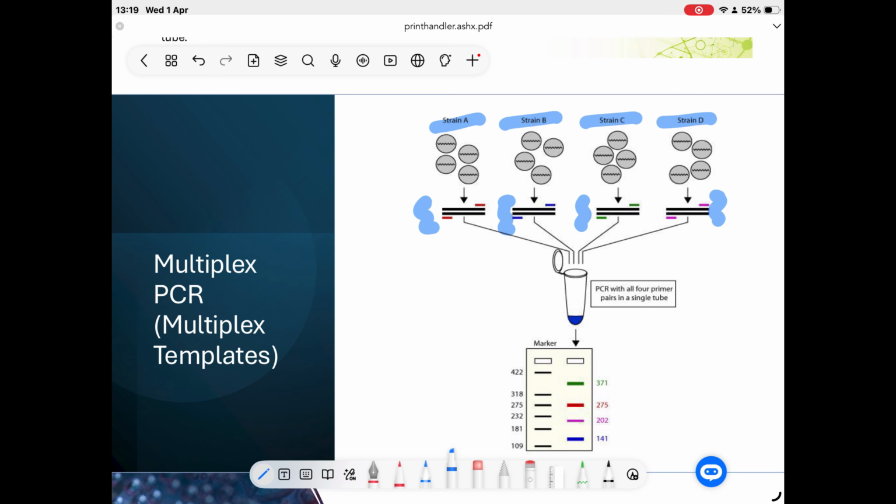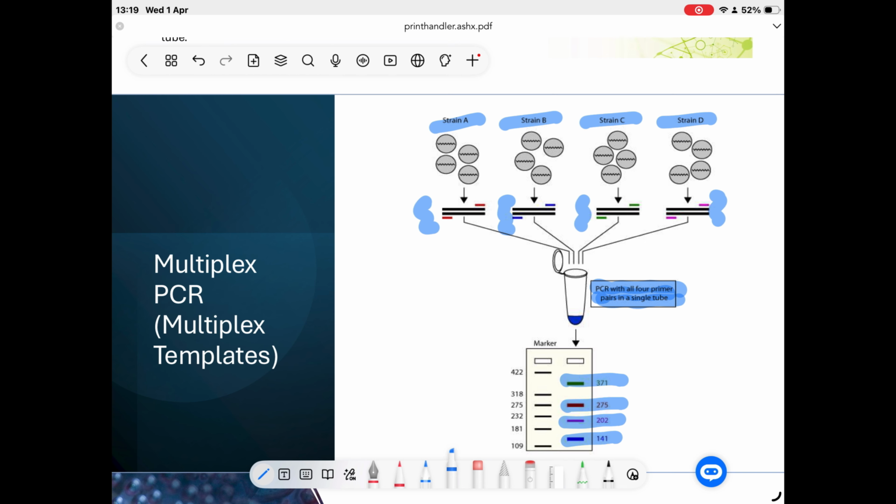All of these. Everything. The 4 bacterial strains, the 4 primer sets, all funneled into one single plastic PCR tube. Then there's an arrow pointing down from that tube to a barcode-like readout labeled marker. It shows distinct separated bands at specific base pair lengths. The green band is at 371, the red at 275, the purple at 202, and the blue at 141.